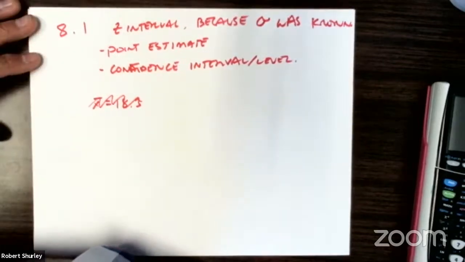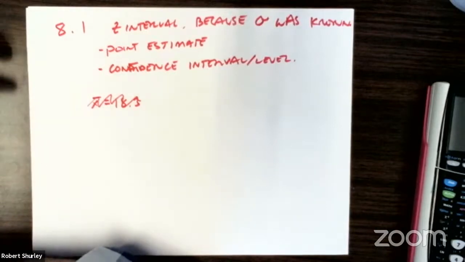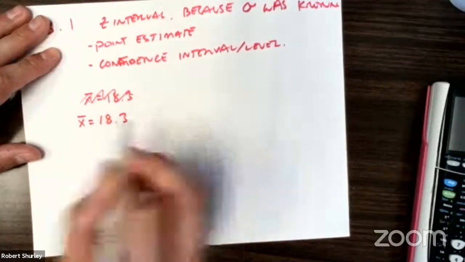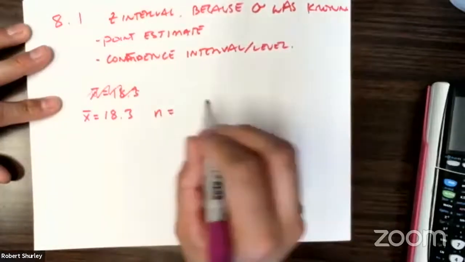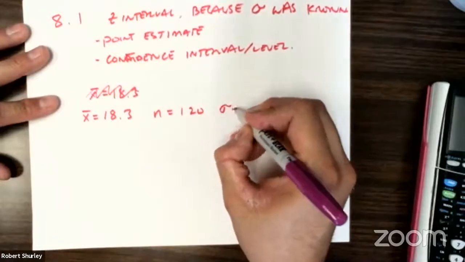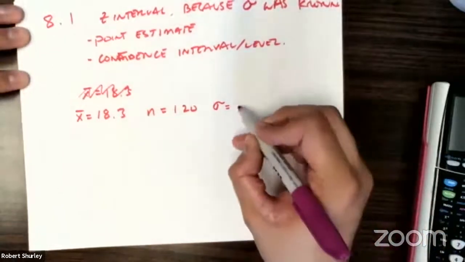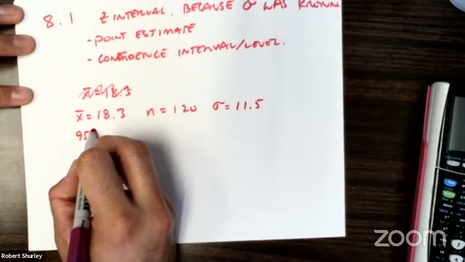Don't worry about really 6, 7, or 8, because I'm going to give you what we've been doing so far, where I give you the data or I give you the stats, and you have to put it in the calculator. Okay, cool. So a better example for this, I'll just make up an example. Let's say they found that 18.3 hours was the average of this sample. We had a sample size of, let's say, 120 students. And we know the population standard deviation is, let's say, 11.5. And I want a 95% confidence interval.